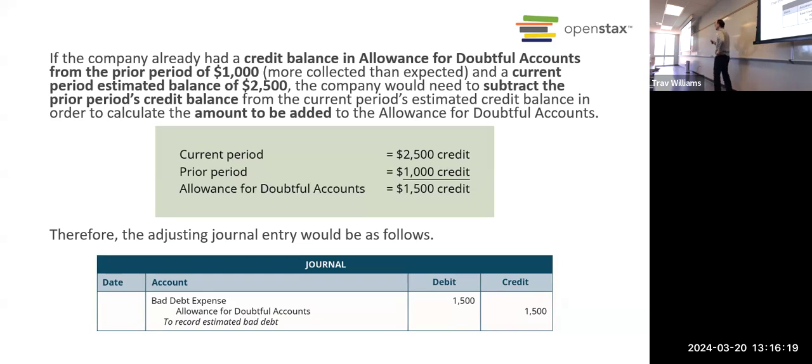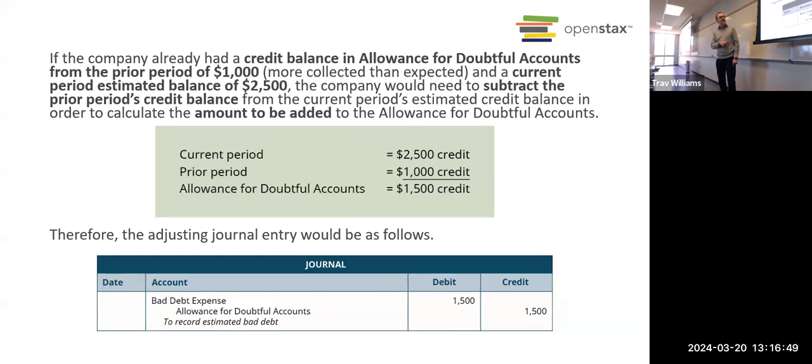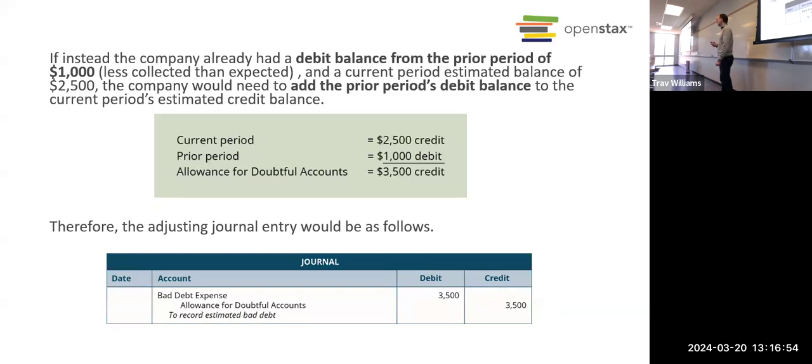When you're using the balance sheet method and there is a credit balance in allowance for doubtful accounts, you have to subtract that amount from your new estimate, and that is the amount you're going to credit to the allowance for doubtful accounts. If there is a debit balance, you add that debit balance to the new estimate, and then that is the amount that you credit to allowance for doubtful accounts. Okay? So if there's a credit balance, you subtract, debit balance, you add. And this only applies in the balance sheet method.